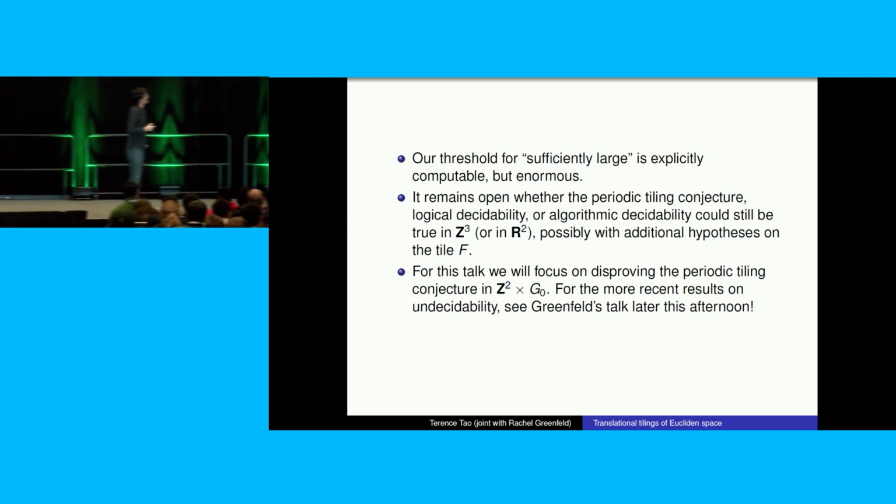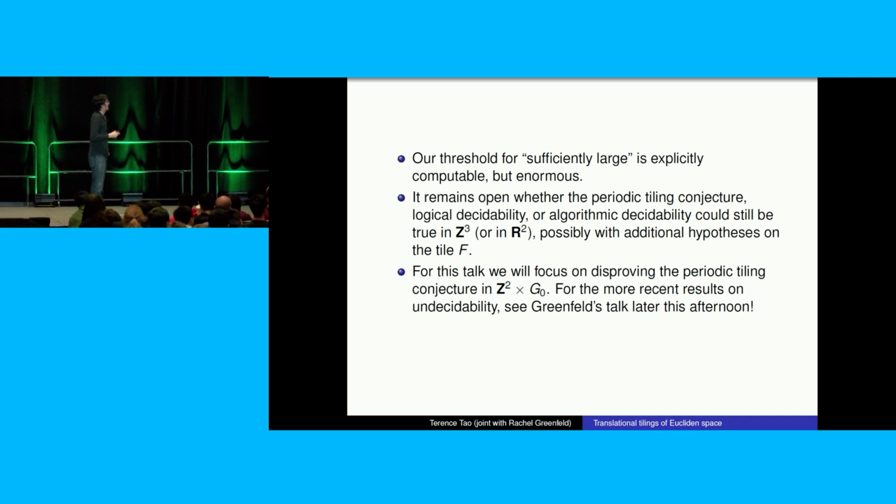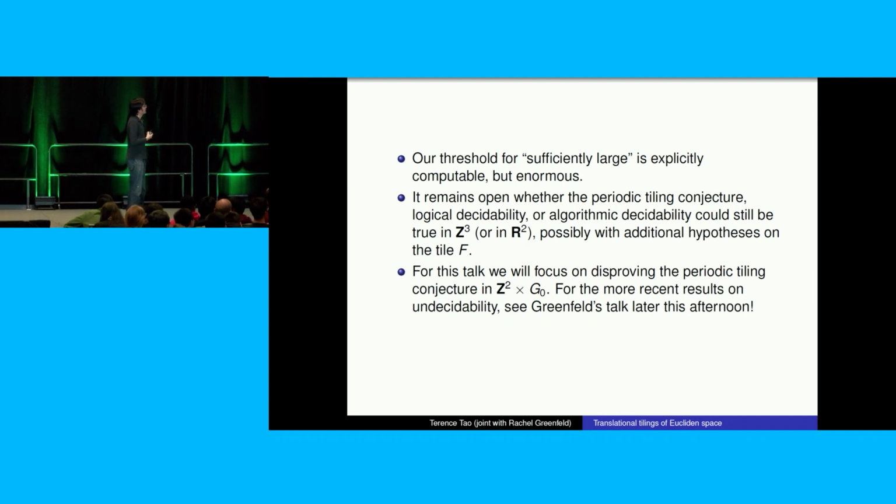So it's still of interest. We know periodic tiling and decidability are all true in, say, Z2. R2 is very interesting and very natural. Z3 is also open, so those are very natural.